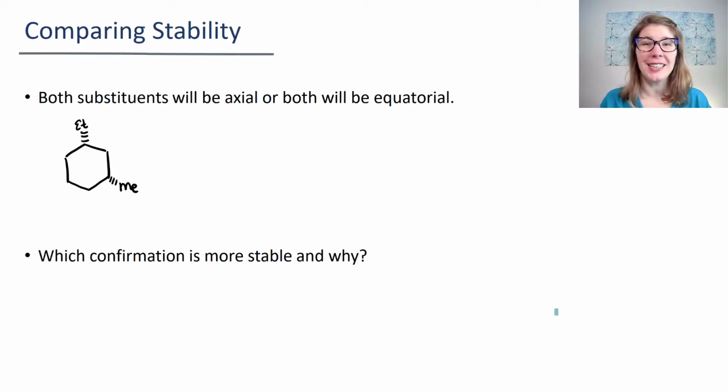We have one more idea to cover. In this idea, I want to look at, again, disubstituted rings and consider which ring is going to be more stable when there's two substituents present. So let's go ahead. If you want, you can pause me and we can draw the chair conformations as more practice, or I can just do them really quick.